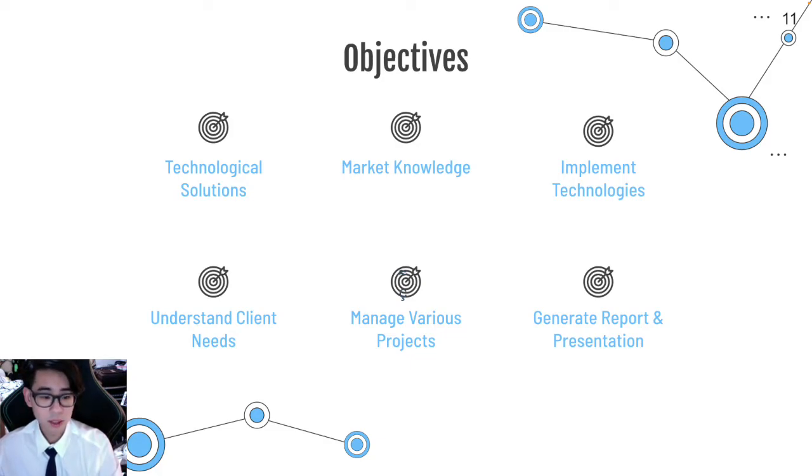We understand the client's needs. We gather requirements from them and we fulfill them. We manage various projects. During the time, we will have to manage 2 to 3 projects at once, so we need to be able to manage. We also need to generate reports and presentations to present to the client. So these are the 6 main objectives.